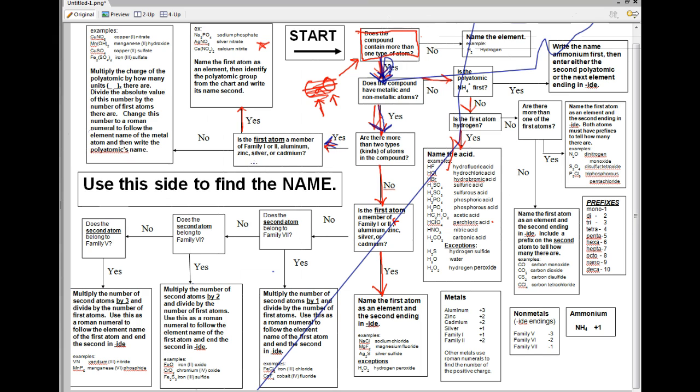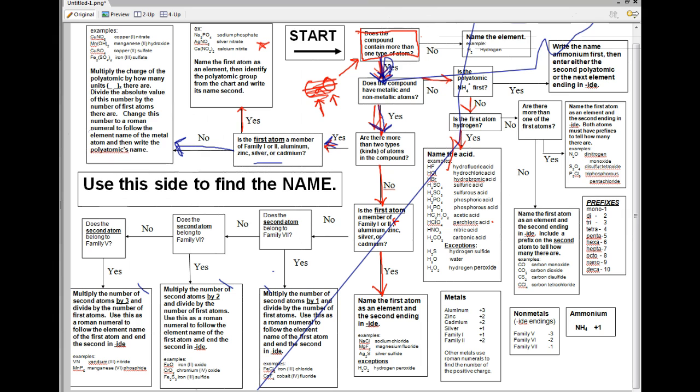In this box over here is the first atom a member of family 1, 2, aluminum, zinc, silver, or cadmium? It is not any of those, so we end up in this box. This box is a little bit complicated. If you can figure this box out, you can figure this one out, and that one out also. They're not too difficult. Just pay attention to what it's saying. So, what it says: multiply the charge of the polyatomic by how many units there are.